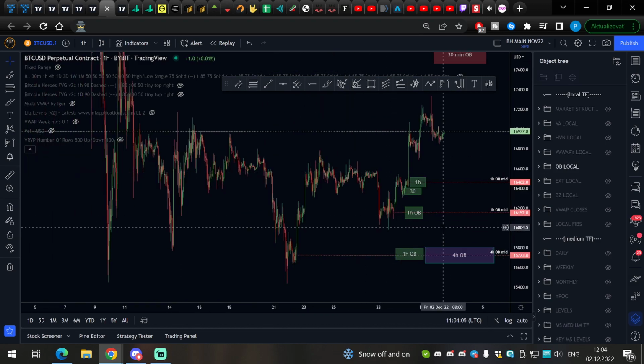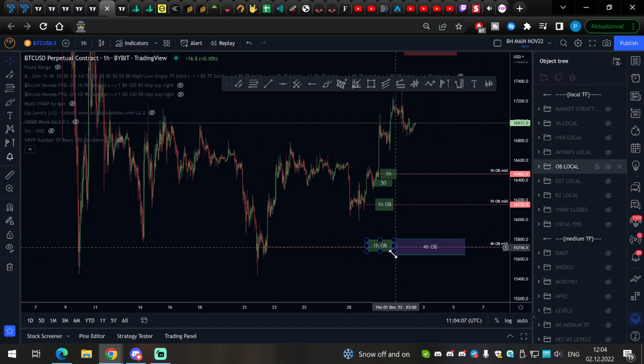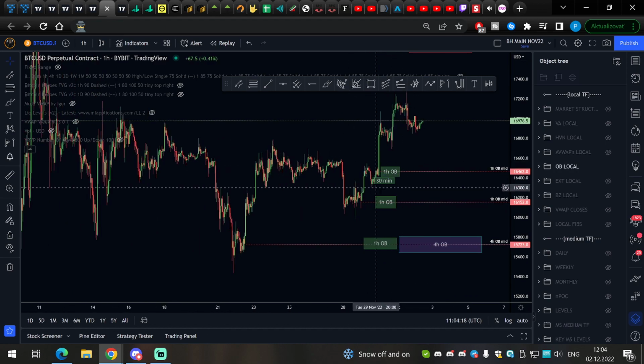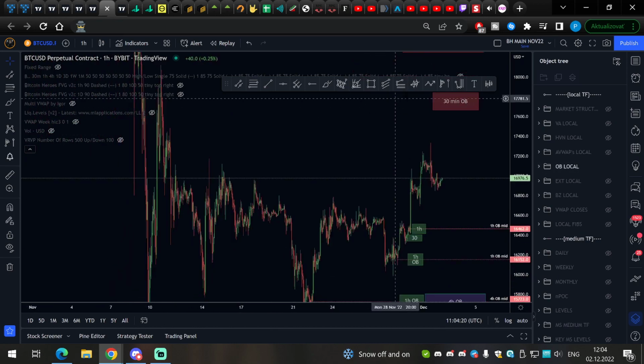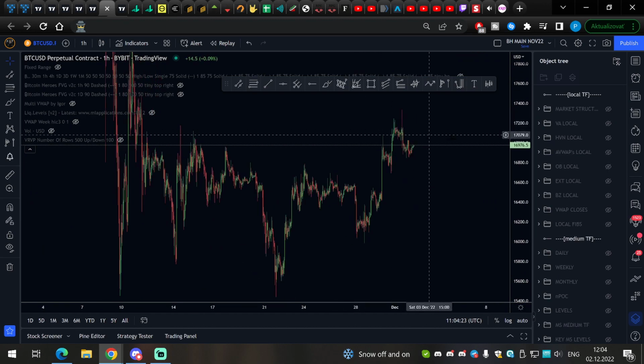Order blocks, we know we have two strong order blocks. One of them is here, a very strong order block, and the second strong order block is this one, and this one is also decent. So you better know about this. And for the upside, we still have some order blocks to be played out.